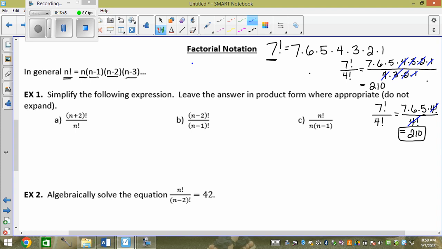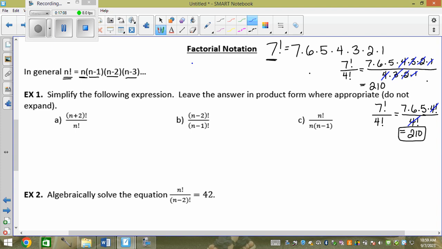So we have to decide which of these is the bigger one. Is n plus 2 bigger or n? n plus 2. If you don't know which one, put a number in. So I'm going to put in the number 3 for n. 3 plus 2 is 5 factorial. This would be 3 factorial. So this one would be bigger because it would be 5 factorial, right? Just put a number in for n.